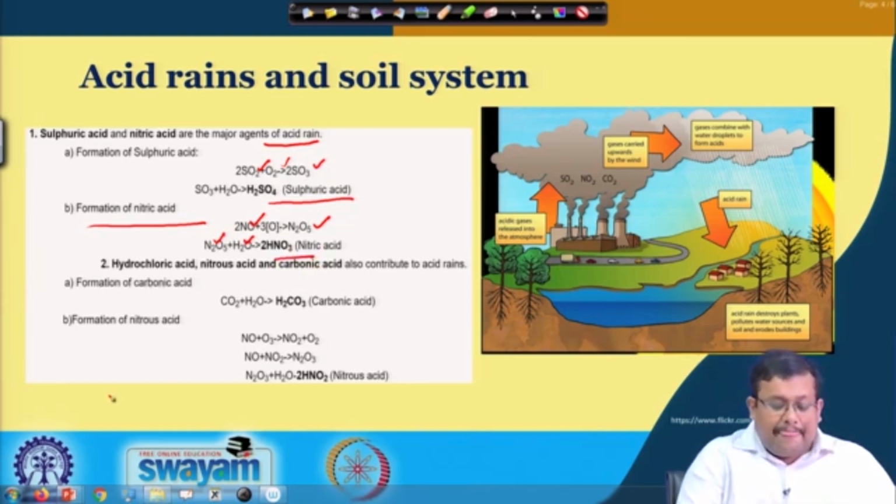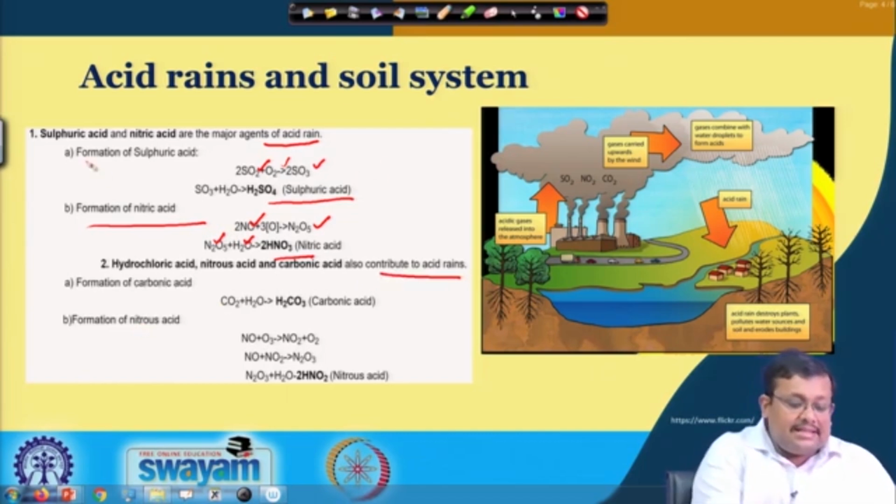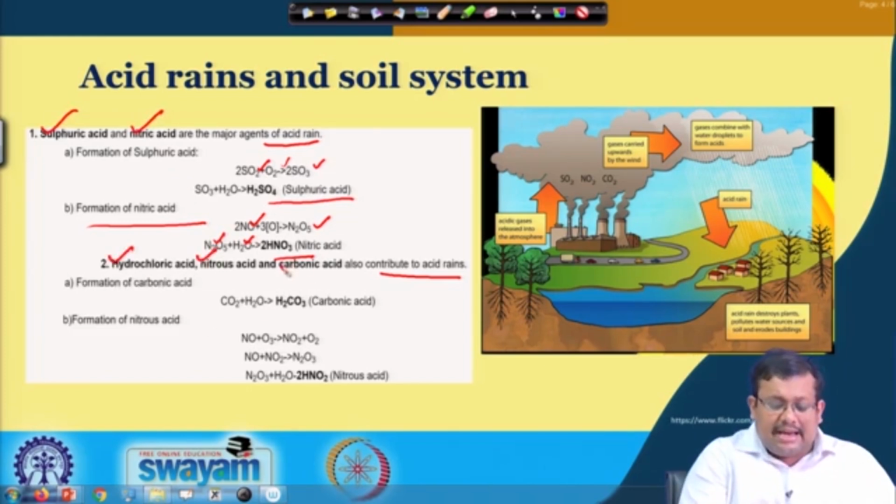And so, hydrochloric acid, nitrous acid and carbonic acids can also contribute to acid rain. The major contributors of acid rain are sulfuric acid and nitric acid. Apart from that, hydrochloric acid, nitrous acid and carbonic acids also contribute to acid rains.